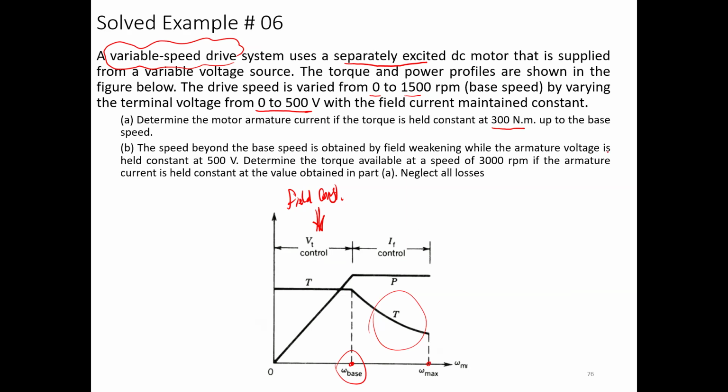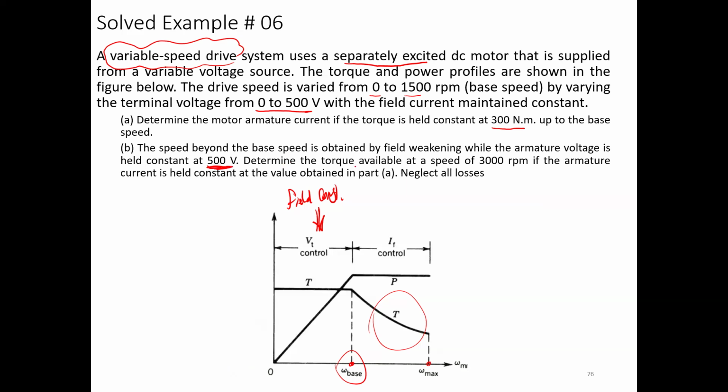Why is the armature voltage held constant? Because in the second stage, the armature voltage is going to be constant. No voltage control anymore in the second stage. It's going to be only field control. So the armature voltage is going to be held constant at the value that produces the maximum speed, which is 1500 RPM. So this voltage is going to be 500 volts.